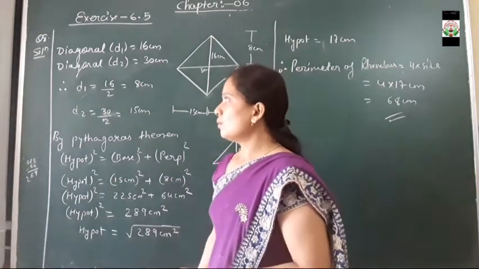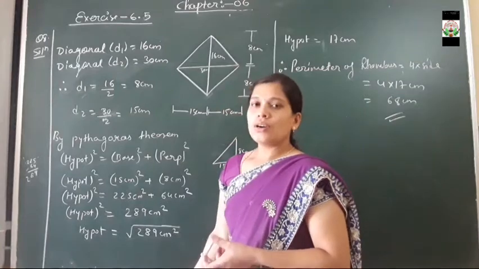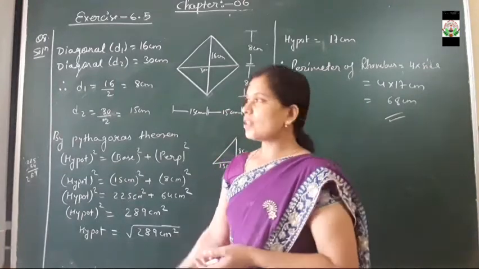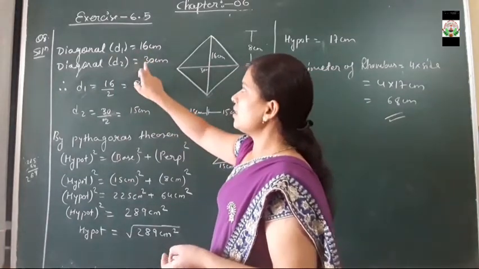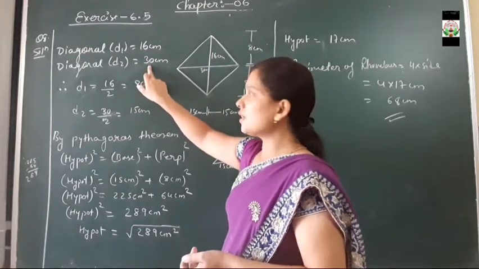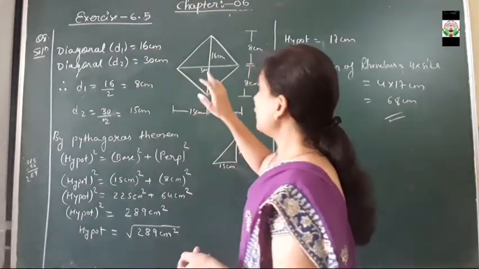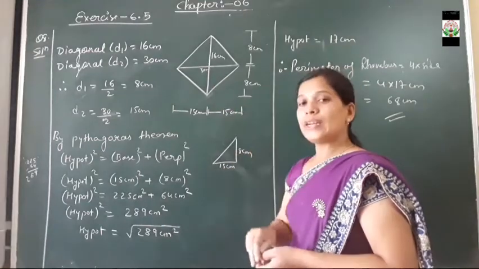So in this question, two diagonals of a rhombus are given. Diagonal D1 is 16 centimeter and diagonal D2 is 30 centimeter. But you can see that the diagonals intersect each other.